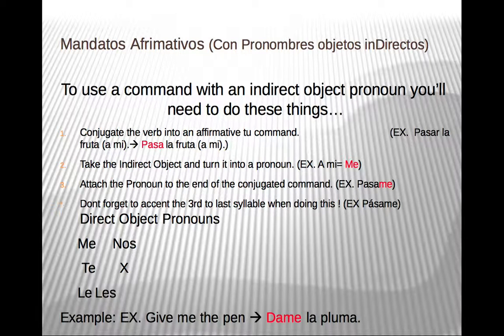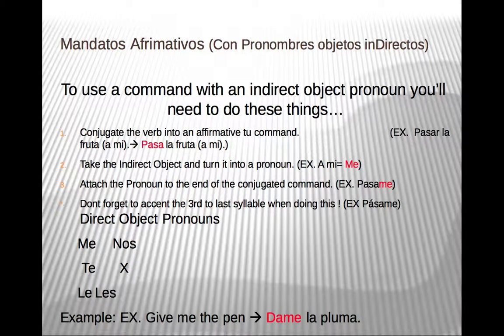So we have direct objects can attach, the indirect objects, but they have to go at the end. And we can also attach both, and I will show you that here in a second. So the direct and indirect are the same steps, they're just different pronouns. Direct objects are me, te, lo, la, nos, los, las. Indirect are me, te, le, nos, les.